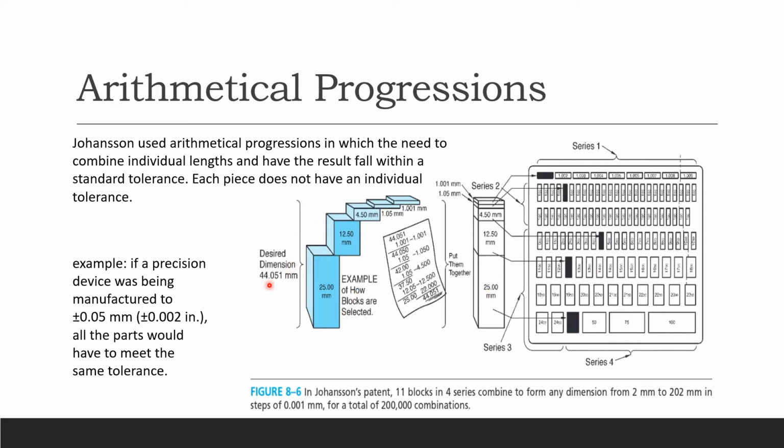So if you want to measure 44.051 millimeter, then you're going to use 25.00 millimeter, and then you're going to use 12.50, 4.50, 1.05, 1.001, and add them up. So you're going to get this dimension total, okay? So physically, you're going to stack these blocks up. So that's how you do the measurement.